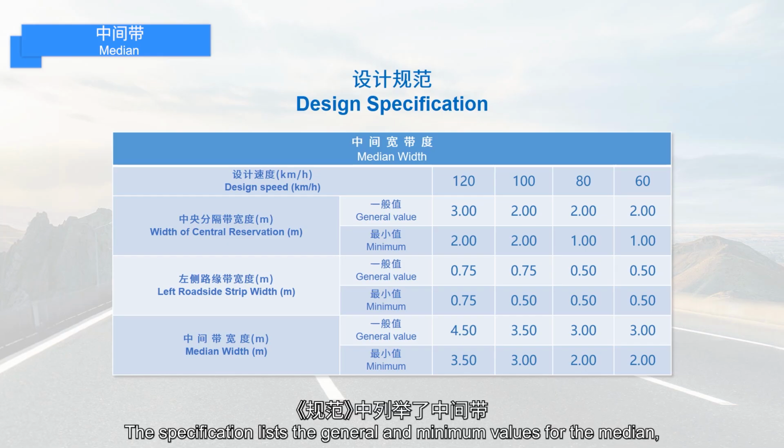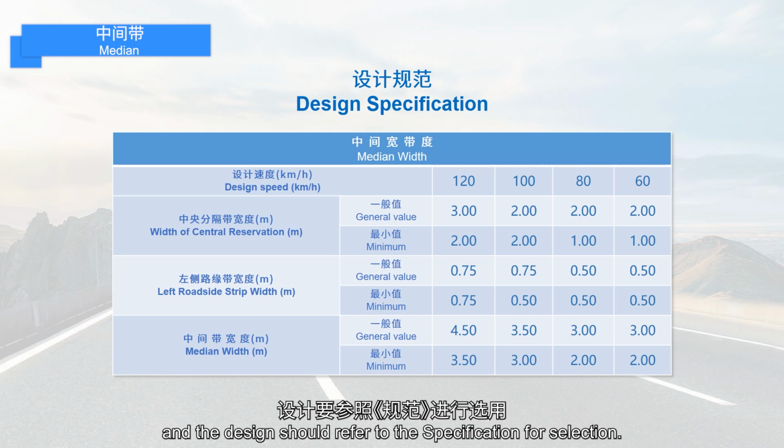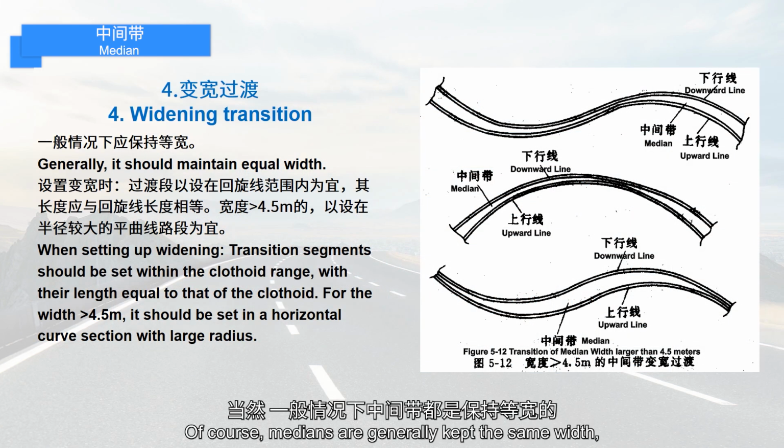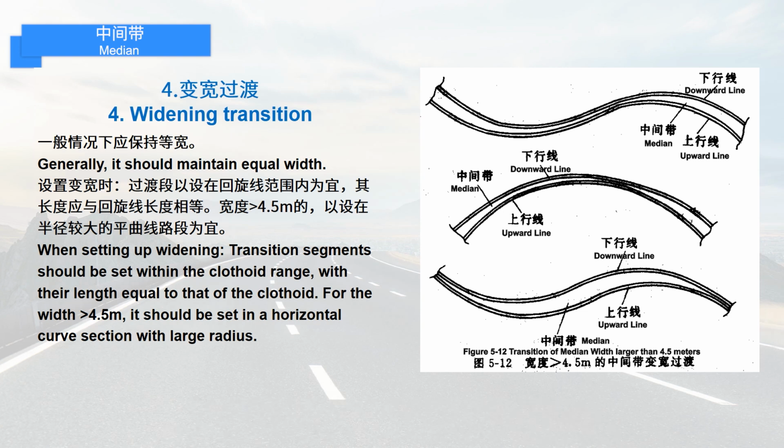The specification lists the general and minimum values for the median, central reservation, and left roadside strip, and the design should refer to the specification for selection. Of course, medians are generally kept the same width, but sometimes they may vary in width due to special terrain. How should they be set up?